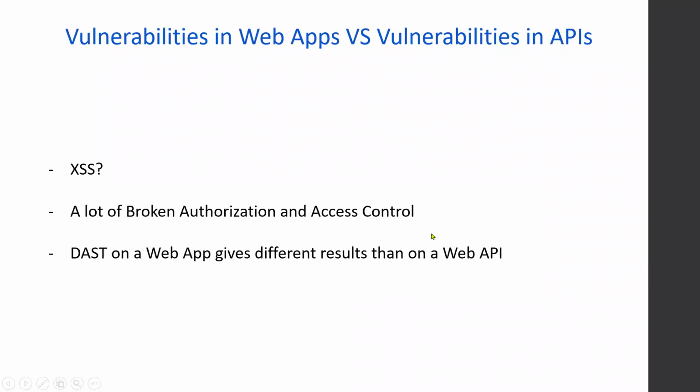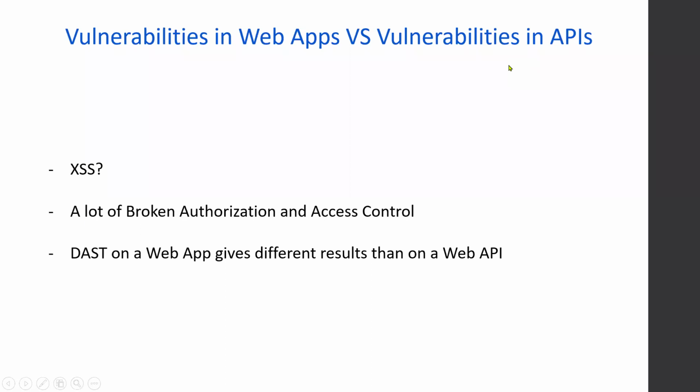So something that I mentioned earlier is why we see a lot of broken object level authorization in APIs. That is, vulnerabilities in web apps versus vulnerabilities in APIs. XSS, you get to see a lot of XSS in web applications. That's because web applications are the front end, or the scope is also the front end, and XSS is something that happens in the front end, right?